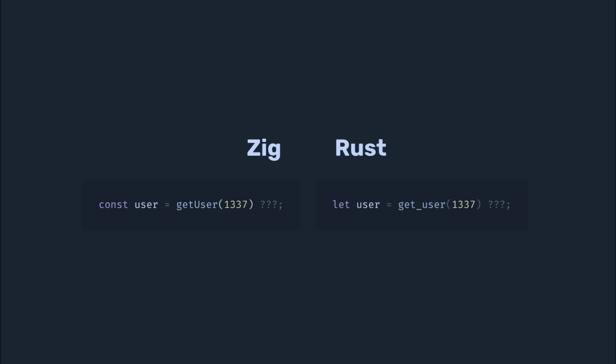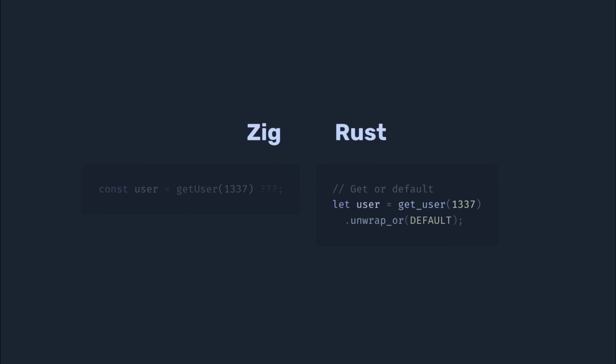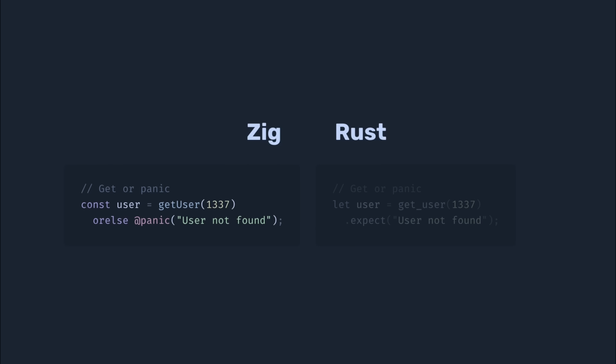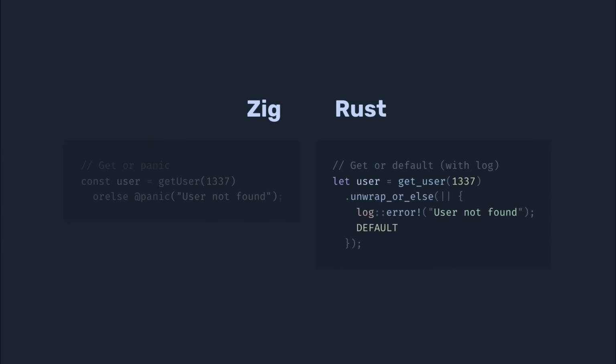To unwrap the value with a default value, we can use unwrap_or. In Zig, it's orelse. To unwrap the value or panic, we can use unwrap or expect. In Zig, it's the same orelse keyword, now with @panic. To unwrap the value or to do something, there is the unwrap_or_else method in Rust, which takes a function as an argument, and it's again orelse in Zig.